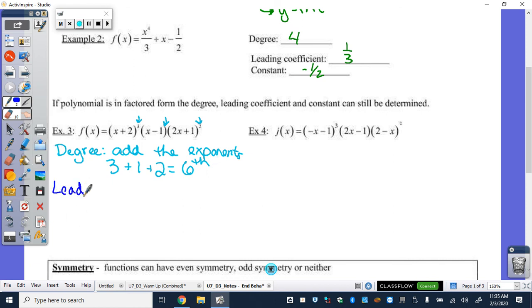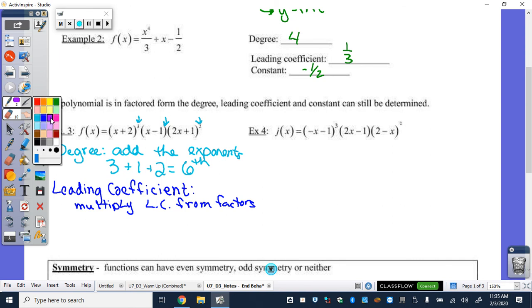Our leading coefficient: for our leading coefficient, you're going to multiply all of the leading coefficients from your factors. I just shortened leading coefficient down to LC. So LC stands for leading coefficient. So you're just going to multiply each of those from the different factors, keeping in mind what those exponents are on the outside also, because that's going to play a role in it too.